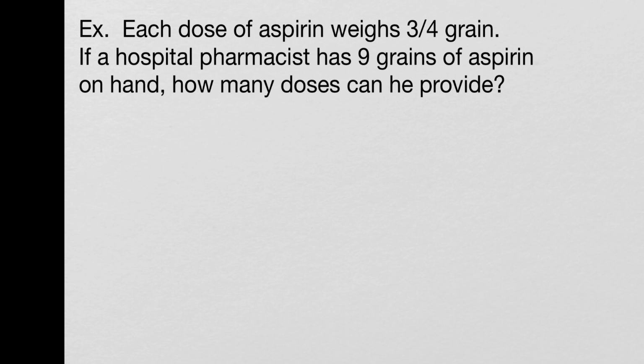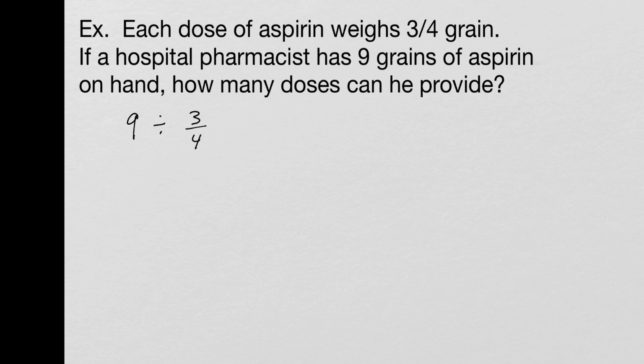Okay, and then let's do one last question here. So this question says, each dose of aspirin weighs 3/4 grain. If a hospital pharmacist has 9 grains of aspirin on hand, how many doses can he provide? Okay. So again, if you think about this, this is really going to be nothing more than a division problem. I need to take the total number of grains, which is 9, and divide that by 3/4. And that's got to be how many doses, right?